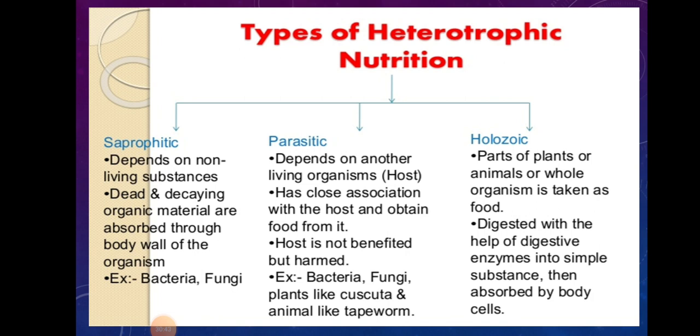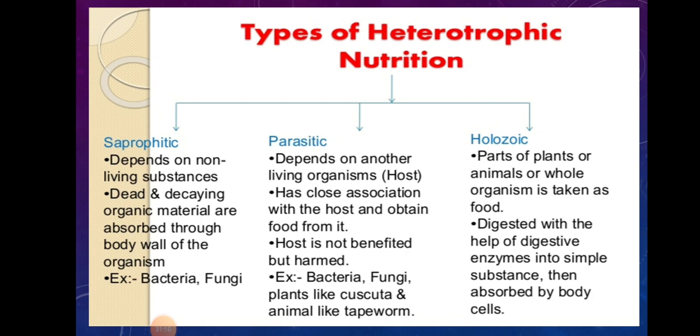Okay, so we have completed the types of autotrophic nutrition. Now we have types of heterotrophic nutrition. A slight bit of this we have already discussed in our previous lecture. However, we will see this in more detail. Three major classifications are saprophytic nutrition, parasitic nutrition, and holozoic nutrition.